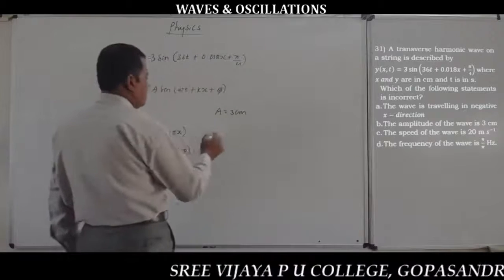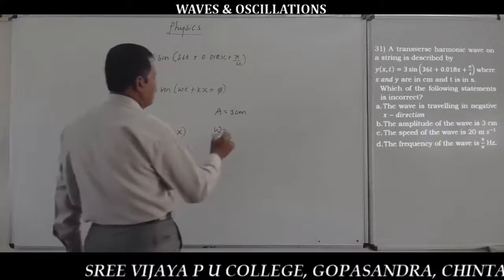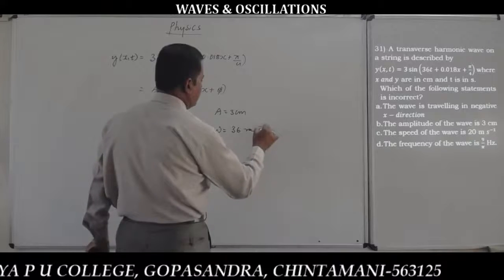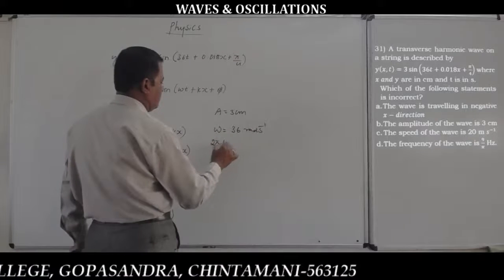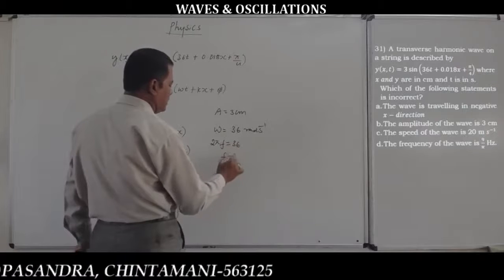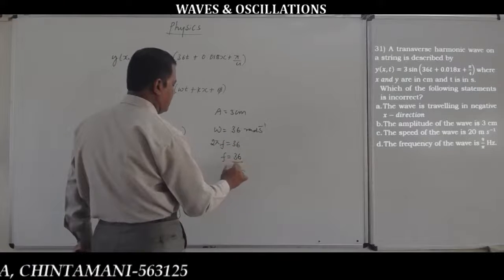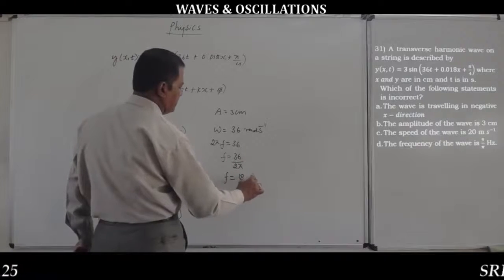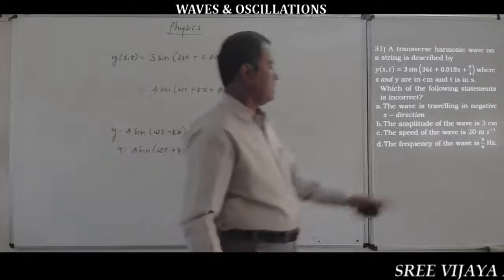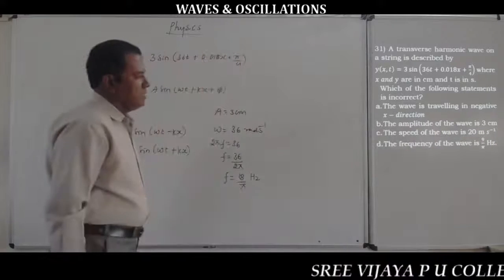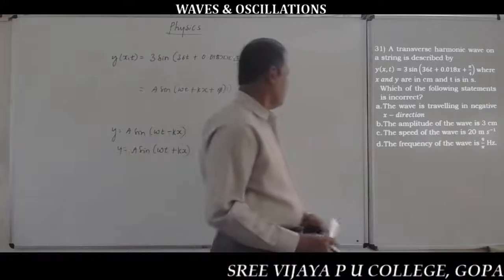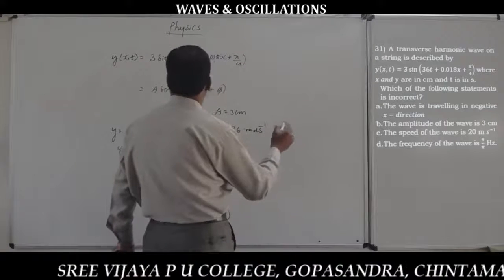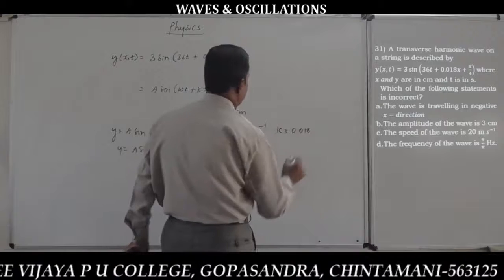When you compare these two relations, you get omega as 36 radian per second. 2 pi f is equal to 36, so f is equal to 36 by 2 pi, or f is equal to 18 by pi hertz. But it says that the frequency is 9 by pi hertz. That is a false statement. Now let us find out its velocity. From this relation, k is 0.018.